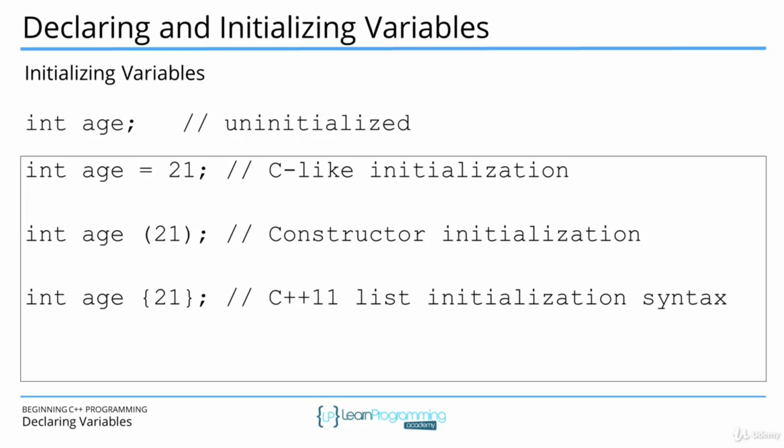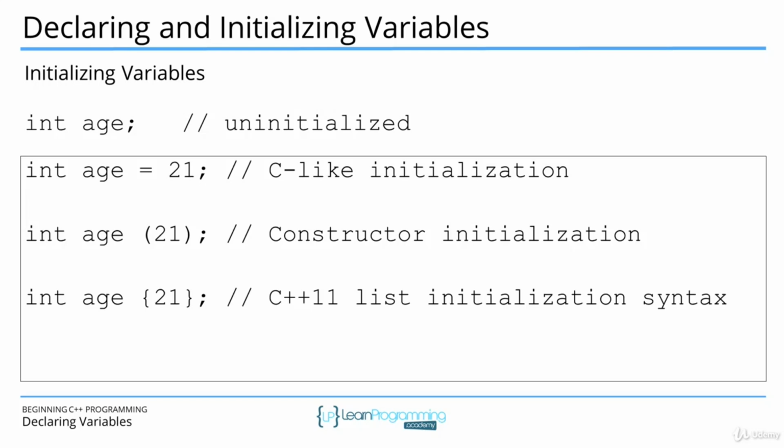The first is to use an assignment operator. That's the equal sign. This will assign 21 to age right when it's created, so it will be immediately initialized. The second uses parentheses around the value, in this case 21. This is a constructor-style initialization. We'll talk about constructors when we talk about object-oriented programming.